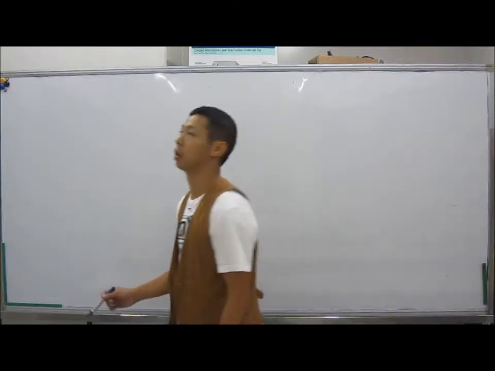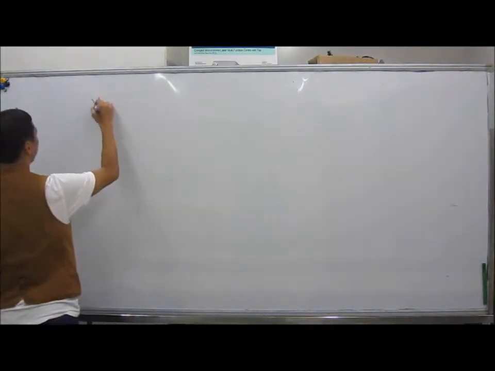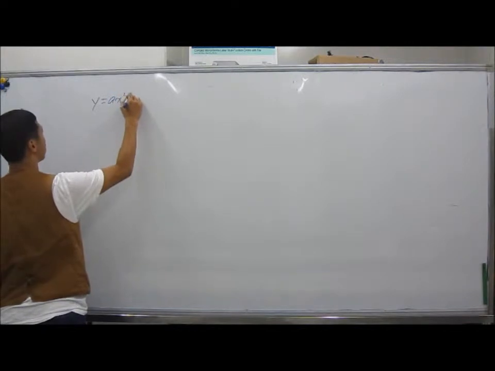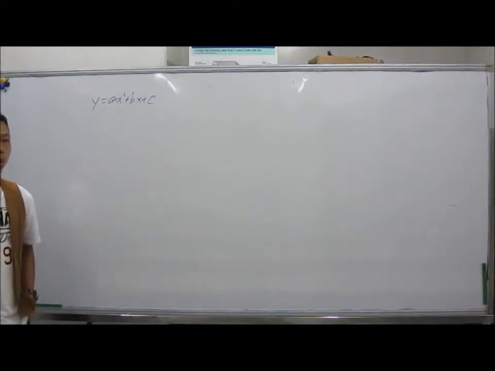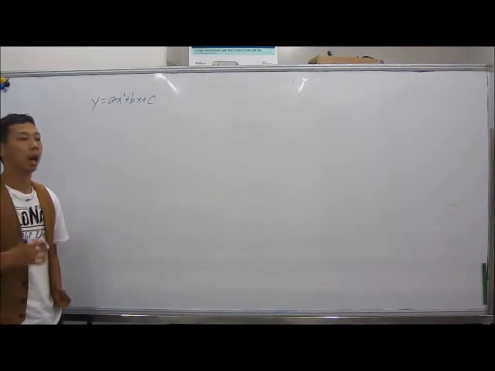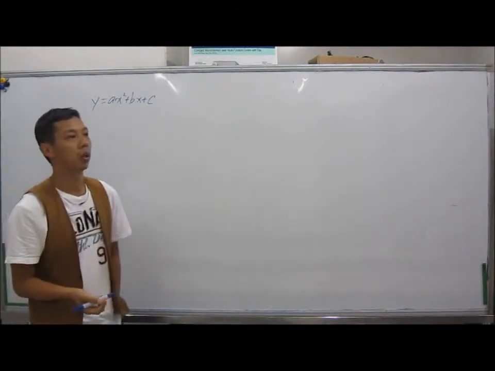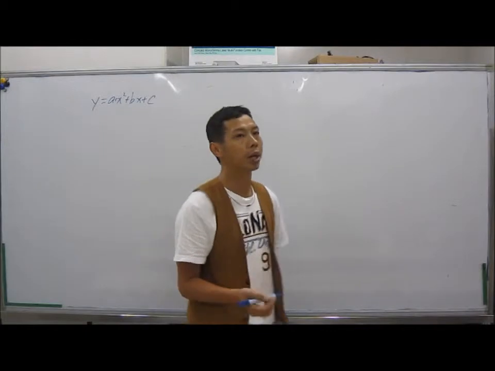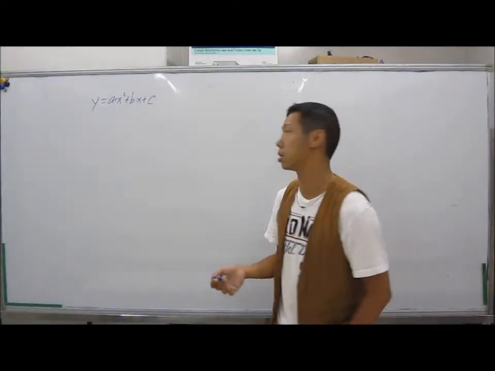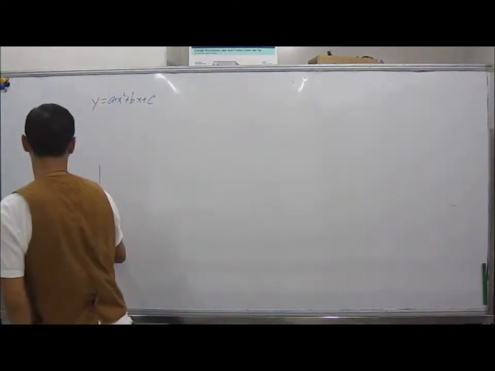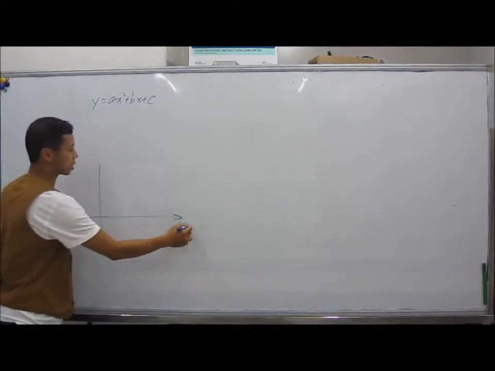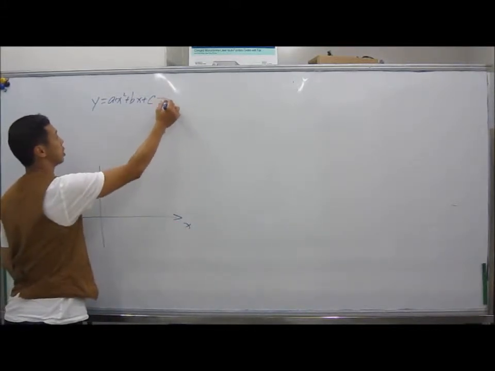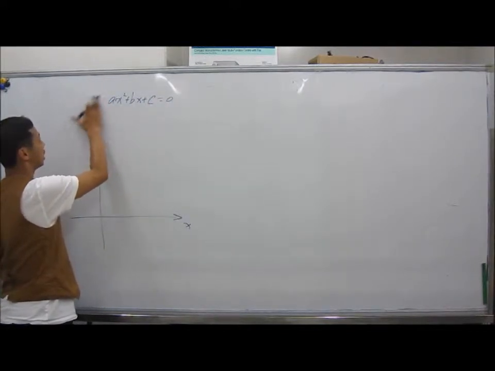Basically, our formula is y equals ax squared plus bx plus c. And the discriminant is about how many points or solutions there are when y equals 0, which means on the x-axis. So for the x-axis, that means y equals 0. We are going to say this one.